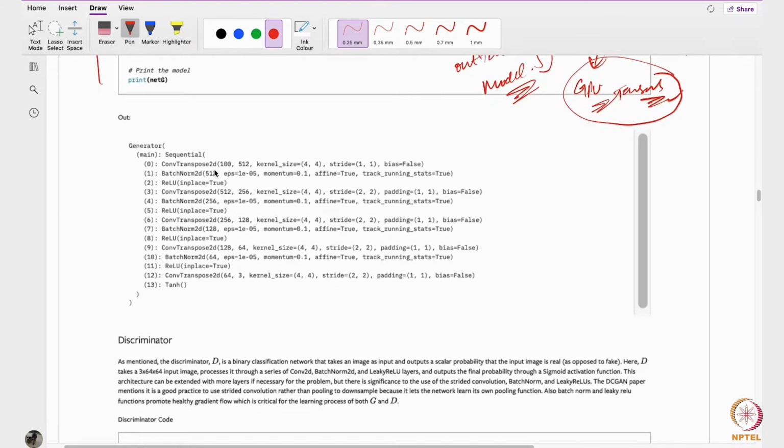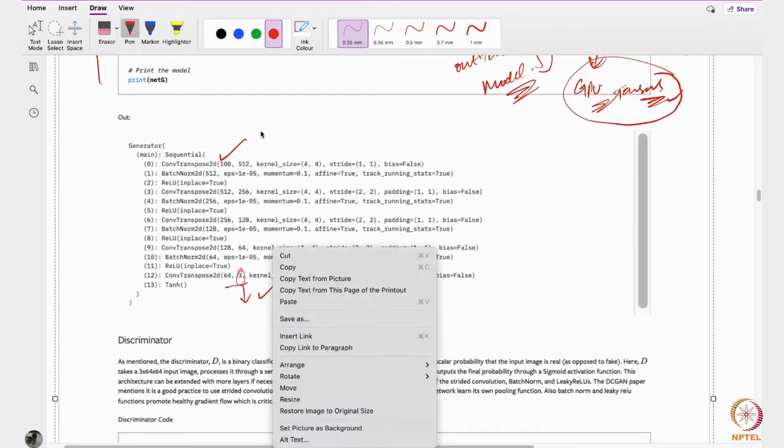Now you can see a 100 dimensional random noise vector has been kept as an input, then 512 feature maps, 512, 256, 256, 128, 128, 64. At the end, you will have only 3 feature maps containing the output. That is what is required here.